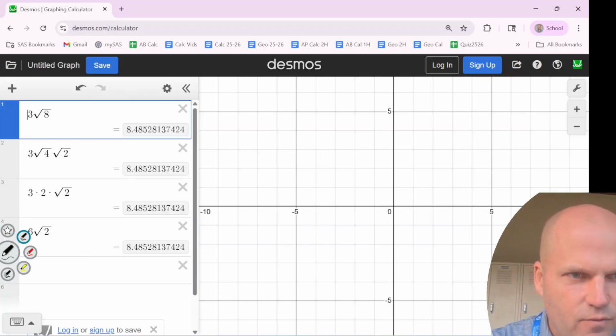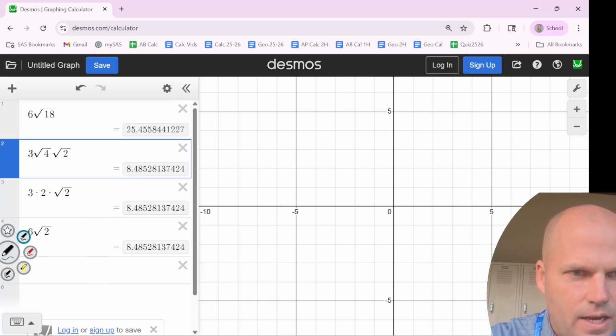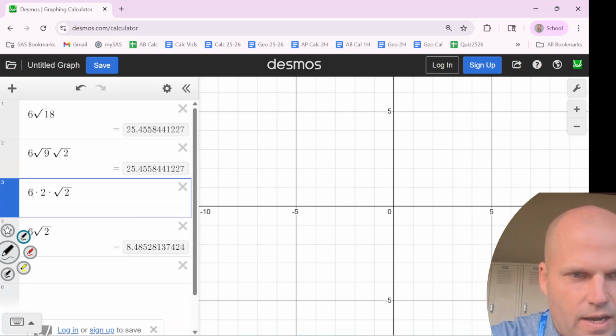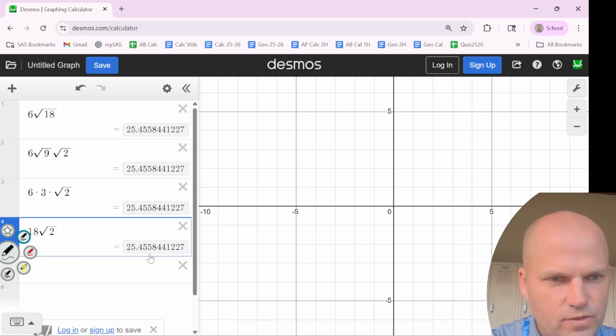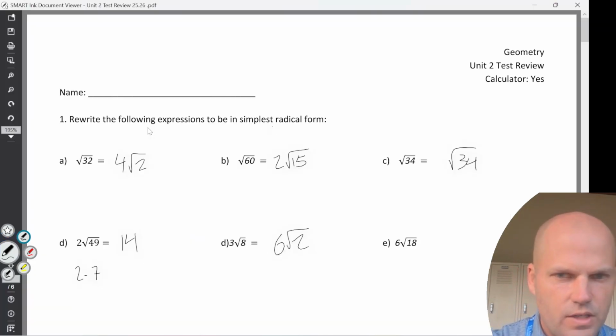And it's the same thing for 6 square root of 18. I'm going to say 18 is 9 times 2. See how my number is the same? The square root of 9 is 3. 6 times 3 is 18. So 18 square root of 2 is the same as 6 square root of 18.